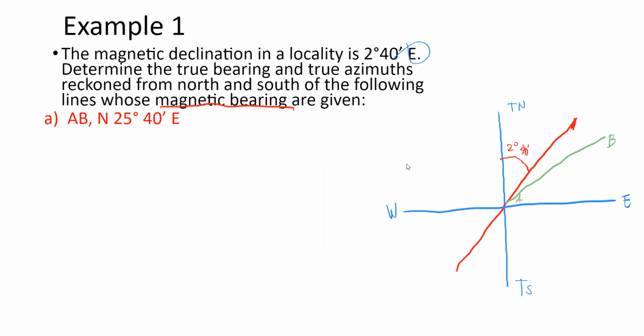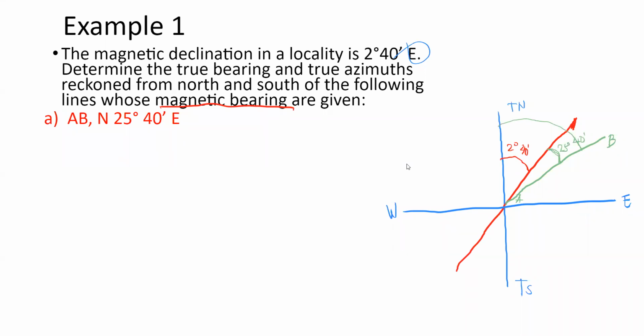So, ibig sabihin, magnetic bearing, ibig sabihin nun, yung reference line niya is the magnetic meridian. So, ito yung angle na yan. This is your magnetic bearing, 25 degrees 40 minutes. Okay pa. Magnetic bearing, hindi yun true bearing. Kasi kung true bearing, simula ka sa true north, papunta ka dito sa line. Pero hindi sinabi na true bearing yon. So, this will be your magnetic bearing. Ang pinapahanap is true bearing.